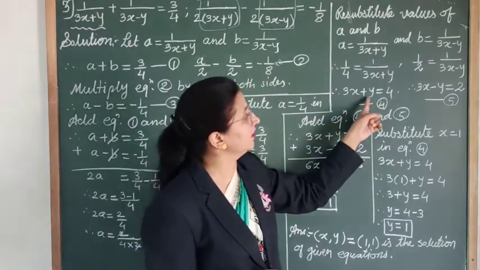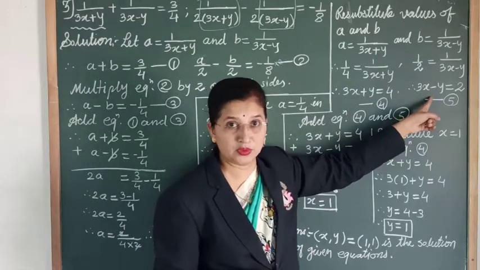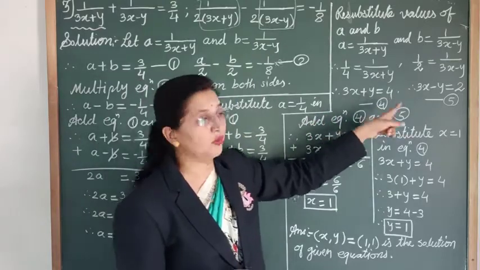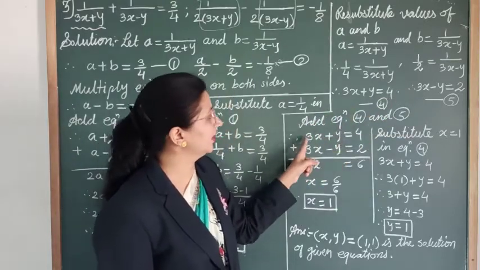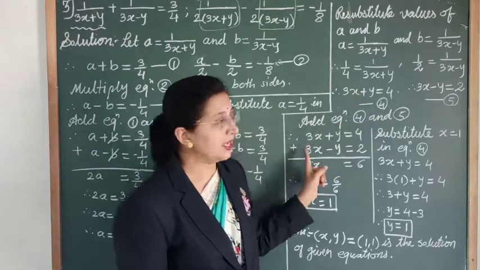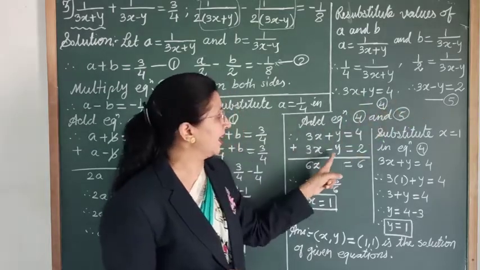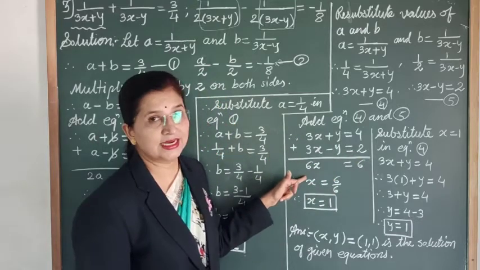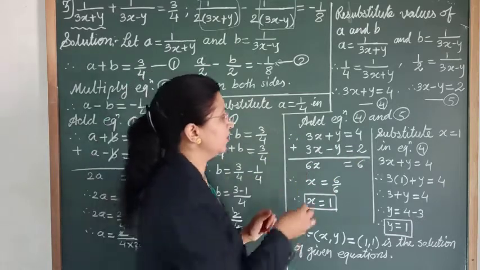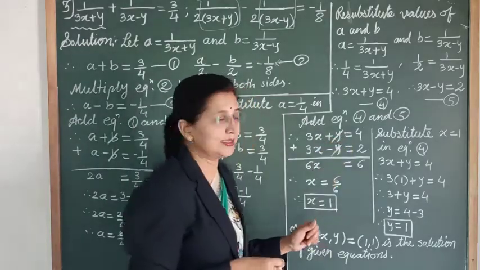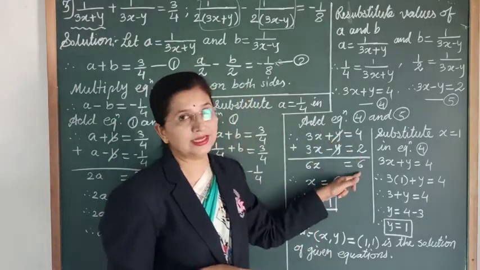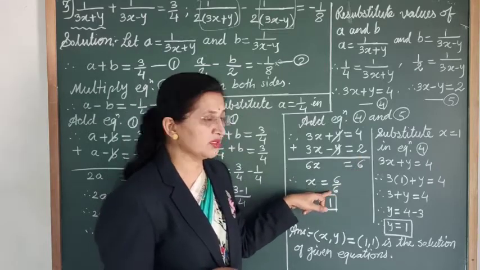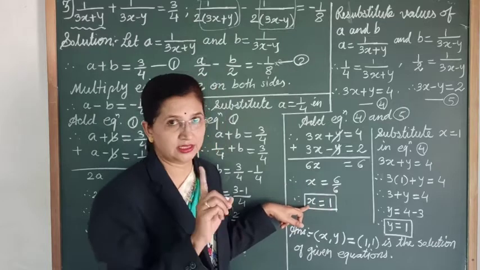So easily you can see here the coefficients of y are same and opposite. So by doing the addition, easily it will get cancelled. So add equations 4 and 5. What is our equation 4? 3x plus y is equal to 4, plus equation number 5, 3x minus y is equal to 2. Now here 3x plus 3x, that is 6x. This positive and negative y will get cancelled. 4 plus 2, that is 6. So 6x is equal to 6, that is x is equal to 6 upon 6. So in this way we got the value of x as 1.